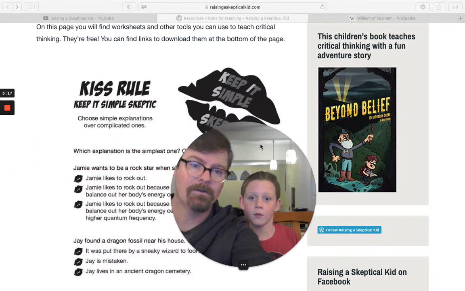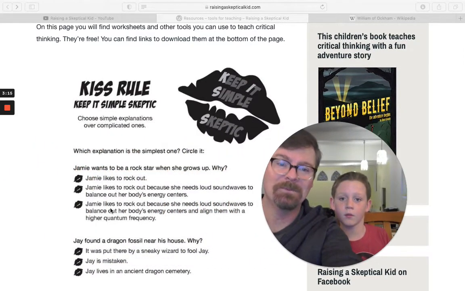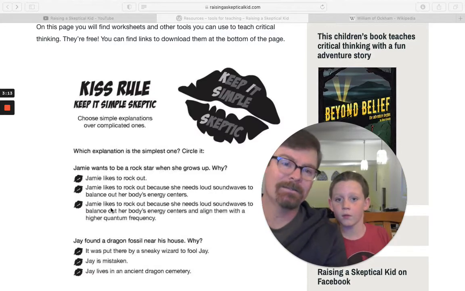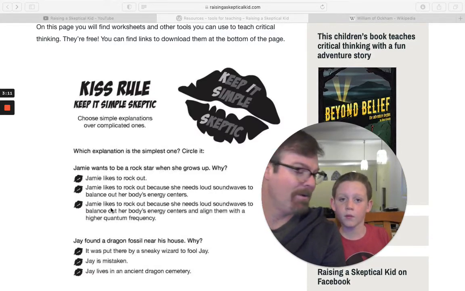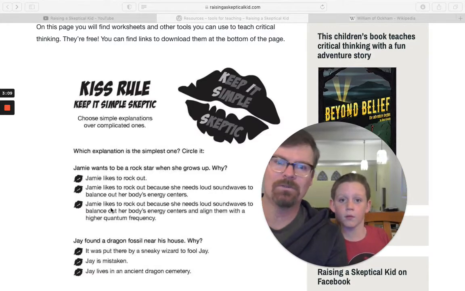KISS is an acronym. It stands for Keep It Simple Skeptic. I like this one because not only is it easy to remember, but it kind of captures what you're supposed to be doing by keeping it simple. And it also reminds your kids to be skeptical. So let's take a look at this worksheet.